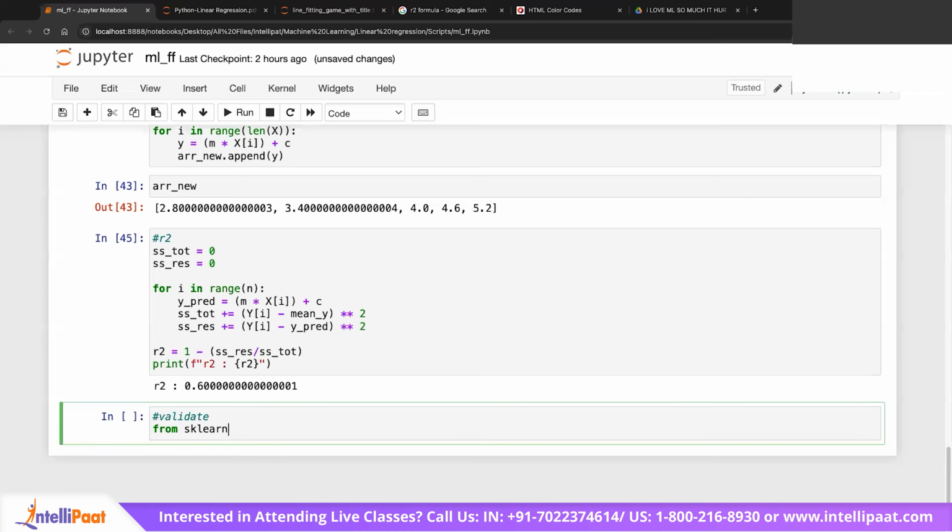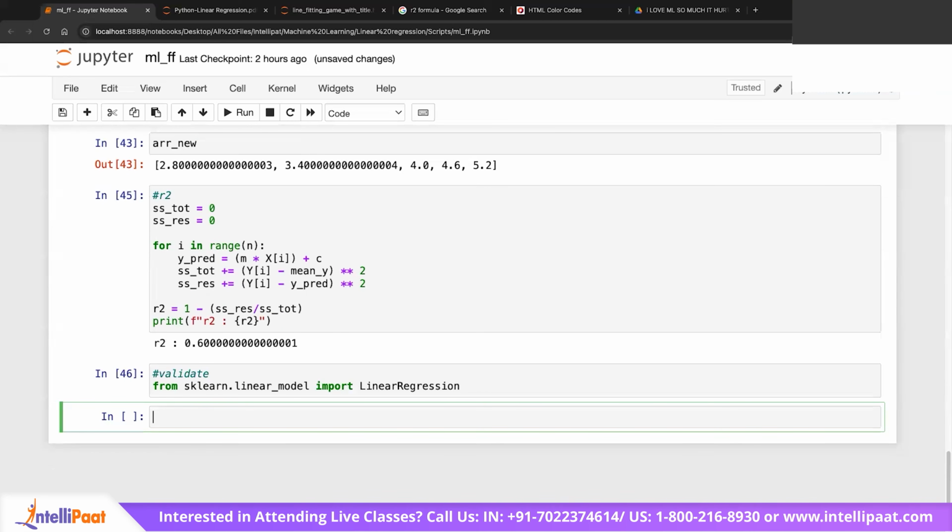From sklearn dot linear model, I'm importing something called linear regression. Can you see I'm importing a model called linear regression? Now remember, the problem is when you use a library like linear regression, sklearn, it needs the data to be in two-dimensional format. So your x value should be reshaped. I'm going to reshape the value to -1 comma 1, or n comma 1.